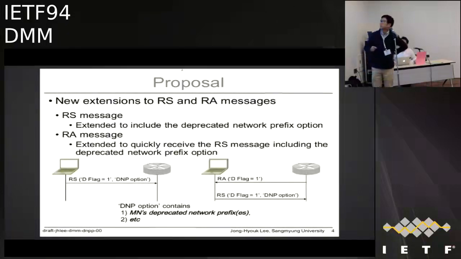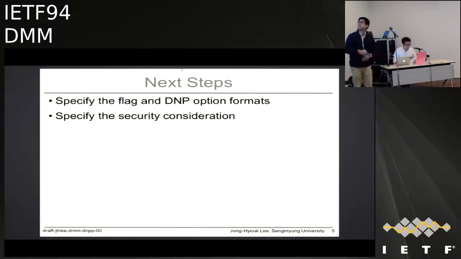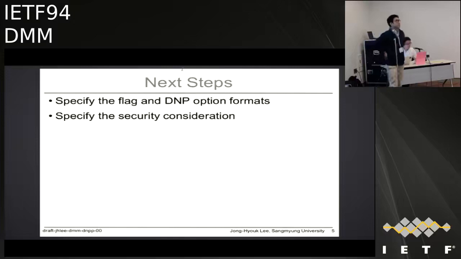So here is the proposal: the extension to the RS and RA messages. For the RS message, we are going to include a deprecated network prefix option. For the RA message, we are going to have one simple flag to acknowledge receipt of the RS message including that prefix information. So here is the example. That's it. Okay. Are there any comments for this draft?